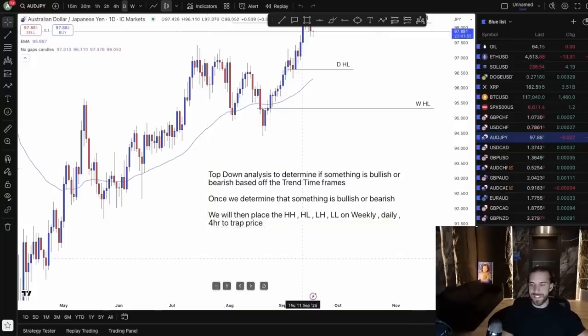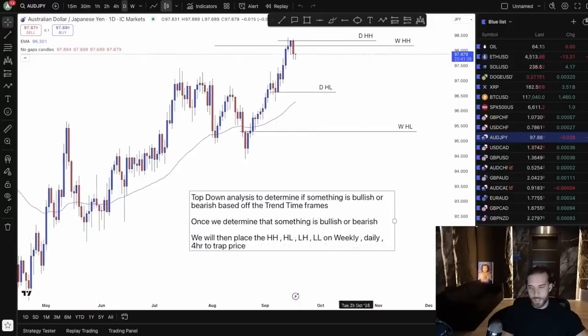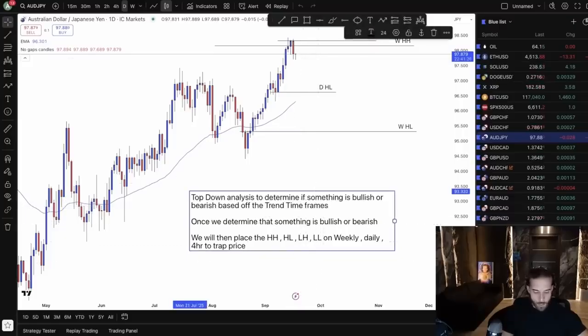So this right here is the step-by-step way. You do the top-down analysis to determine if something is bullish or bearish based off of the trend time frames. So we know that the weekly, the daily, the 4 hour are the trend time frames. Once you determine that something is bullish or bearish, we place the higher high, higher low, lower low, whatever the case is, on these 3 time frames to trap price. Now that you have determined that these time frames are like this, then you're going to go to the next step.